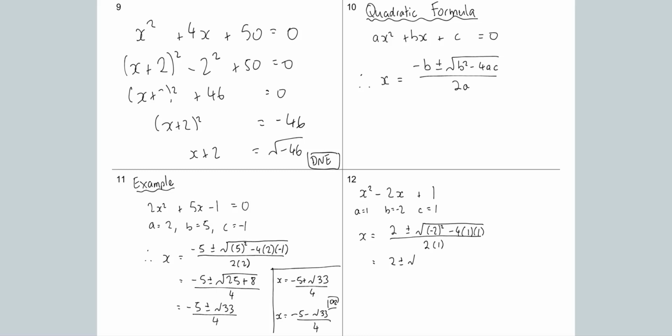So it's 2 plus or minus the square root of, now -2 squared is +4, and -4 times 1 is -4, all over 2. So that's 2 plus or minus the square root of 0, all over 2. And that is equal to, well, if I'm adding or subtracting 0, I'm not really doing anything at all, am I? So I'm just left with 2 over 2, and 2 over 2 is equal to 1. And so the solution is just one solution, x equals 1.